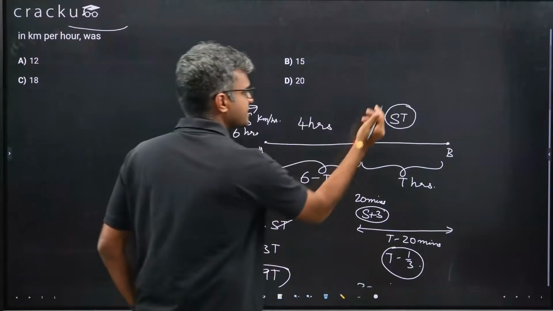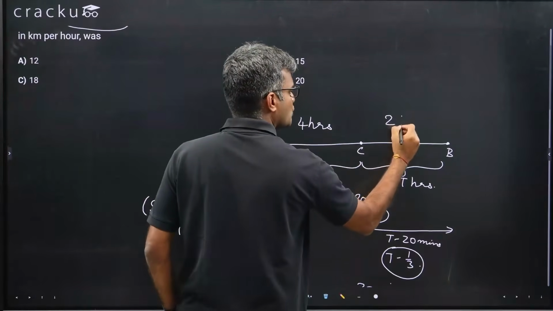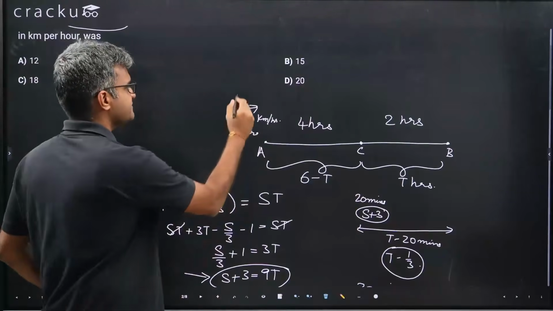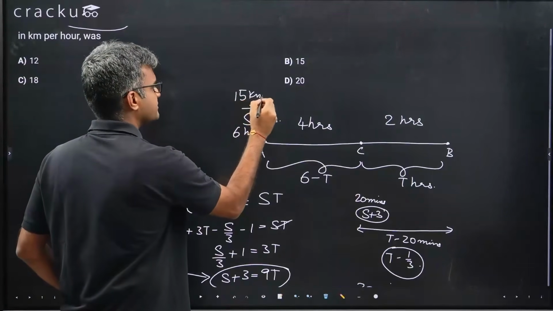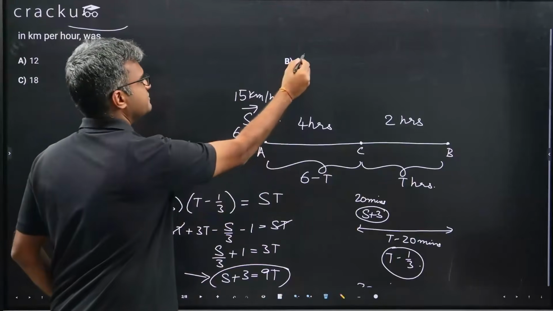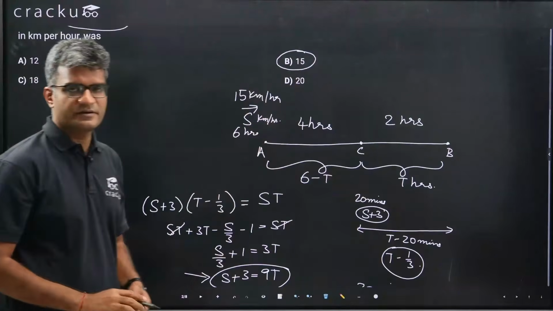Then he stopped at C. This distance he would have traveled in 2 hours. His original speed is S kilometers per hour, which is 15 kilometers per hour. So the correct answer for this particular question is option B, which is 15 kilometers per hour.